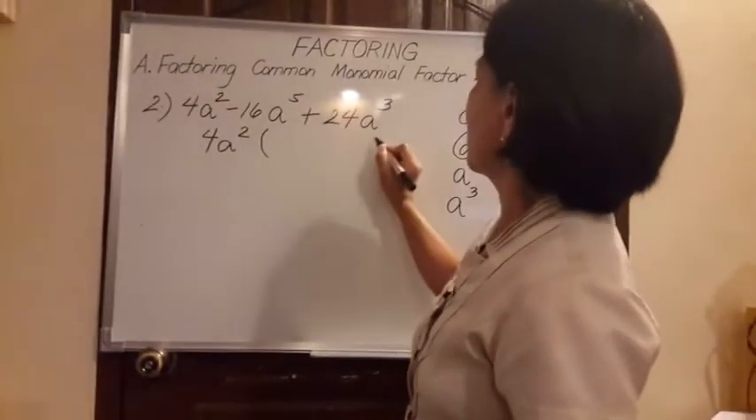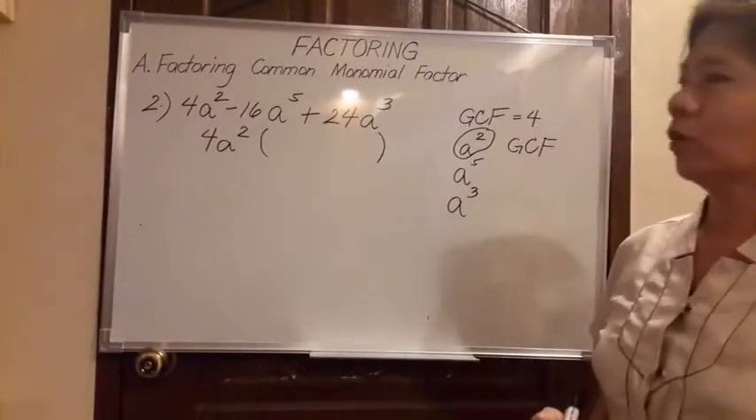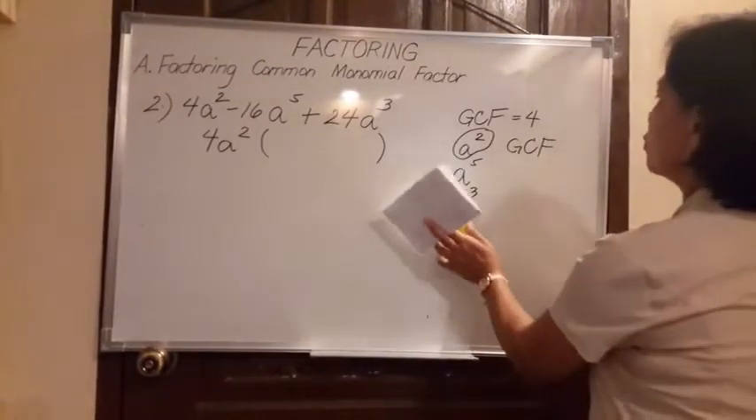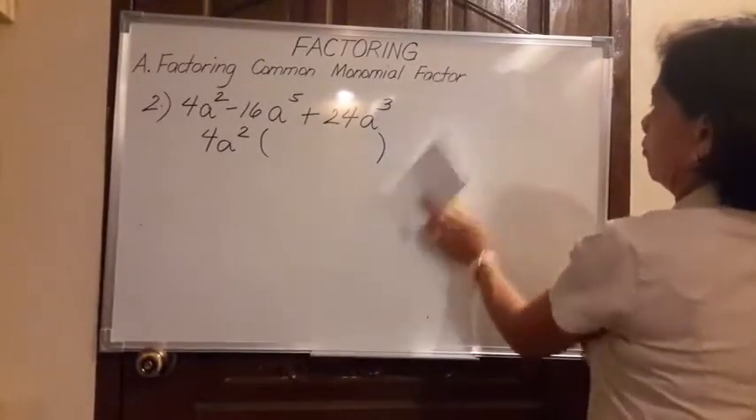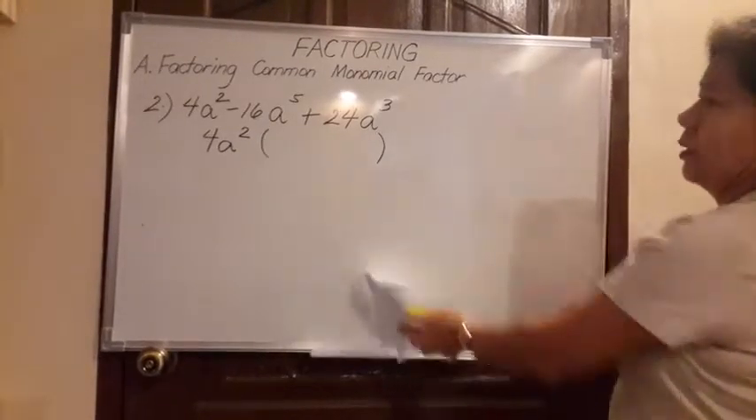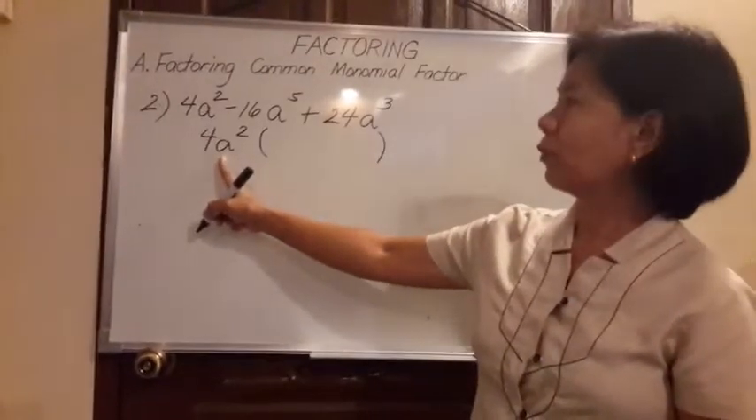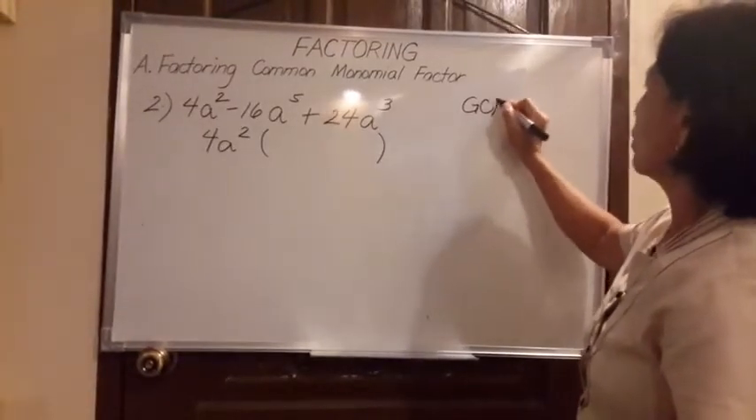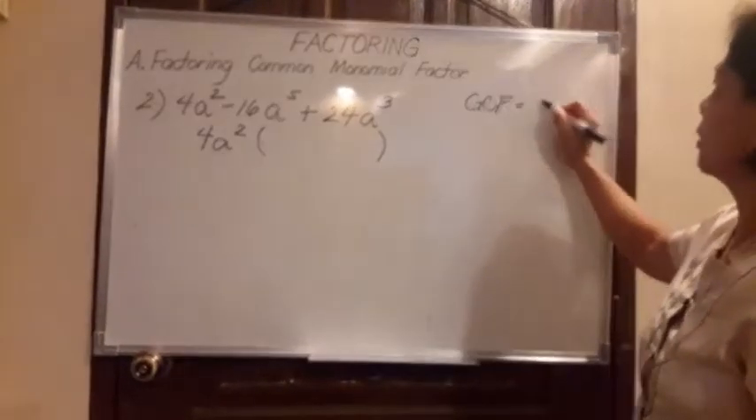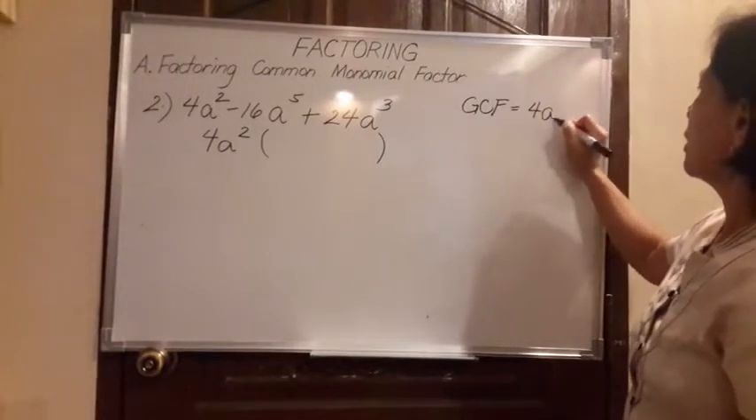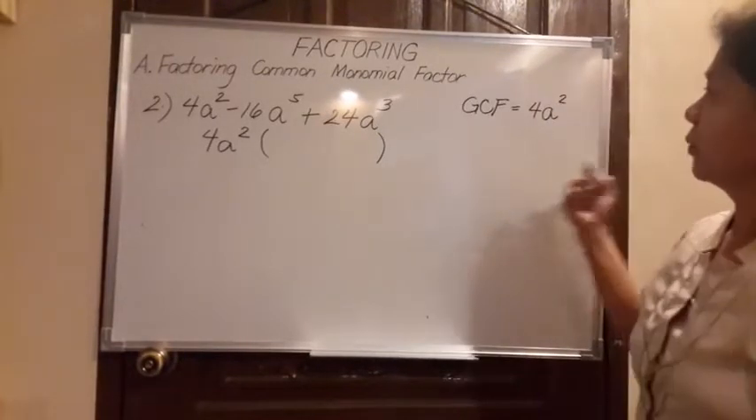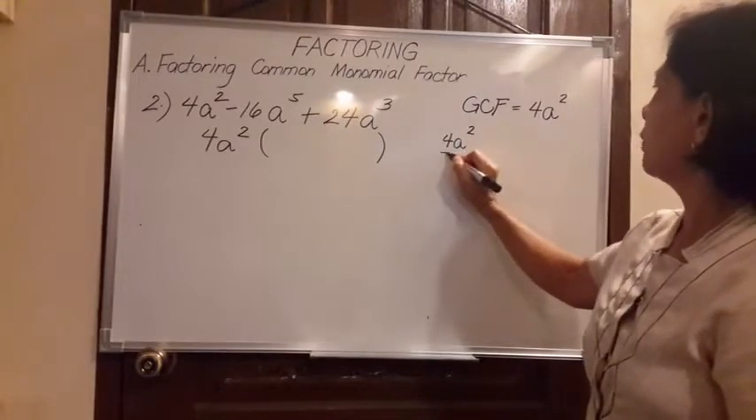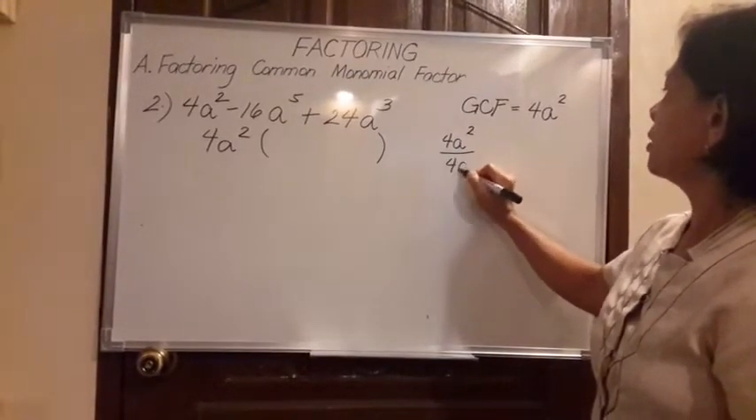Let's move to the second factor, or the quotient factor. We will now divide each term by the greatest common factor, which is 4a squared. So again, the complete greatest common factor in this example is 4a squared. Divide the first term, 4a squared, by 4a squared.